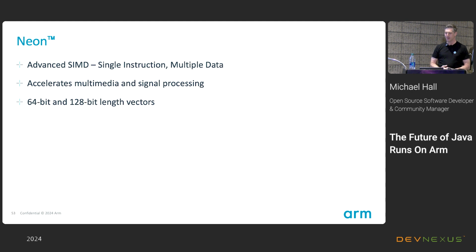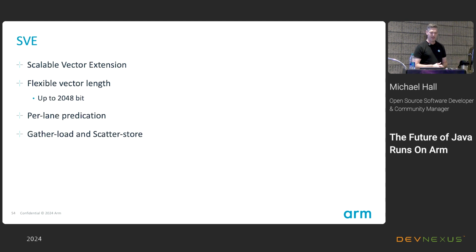So you can batch your calculations in those sizes. This was followed up by SVE, or Scalable Vector Extensions. And the real innovative thing here is, instead of having static 64-bit or 128-bit vectors, it's up to the CPU manufacturer how many or how big of a vector length they want to support. So the spec allows for up to 2048-bit vectors.